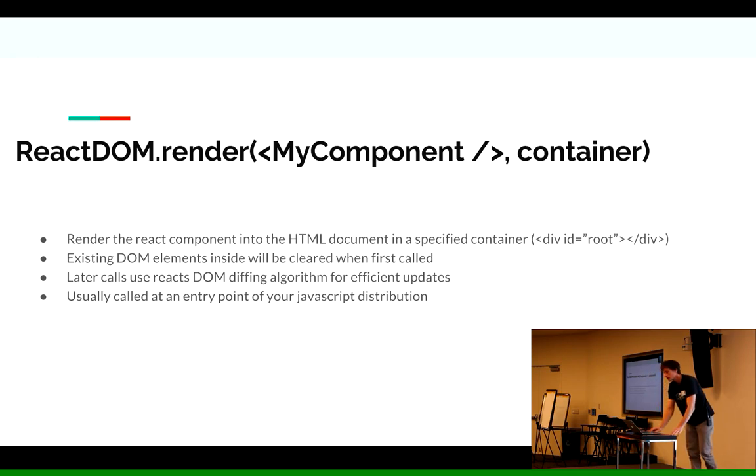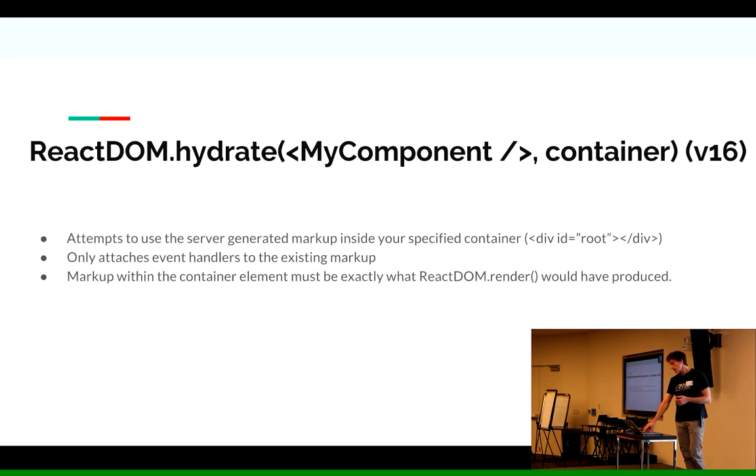The second method, you guys are probably all really familiar with this, is rendering a React component or a single page application. And then this new method just came out in React 16, and this is specifically for server-side rendered markup. It's called hydrate. It's pretty much the same thing as render, except it doesn't actually recreate your markup in your application container, so your div root. It actually just binds event handlers, which gives it a little bit more performance because it doesn't have to render your whole application.